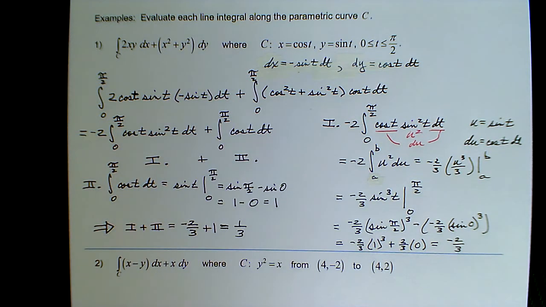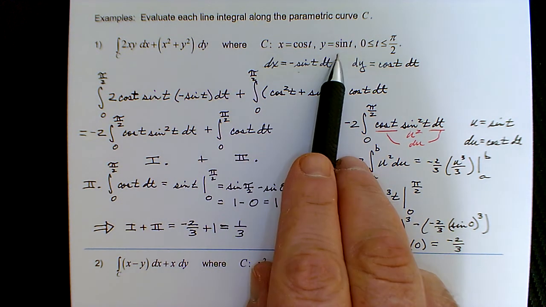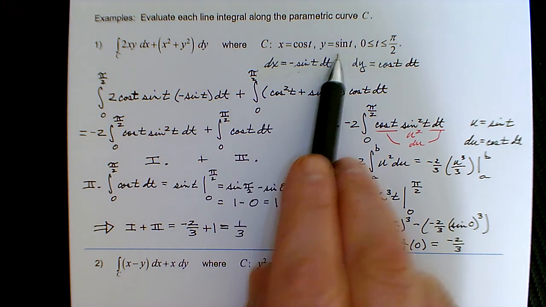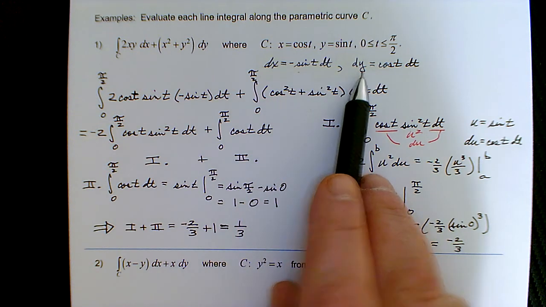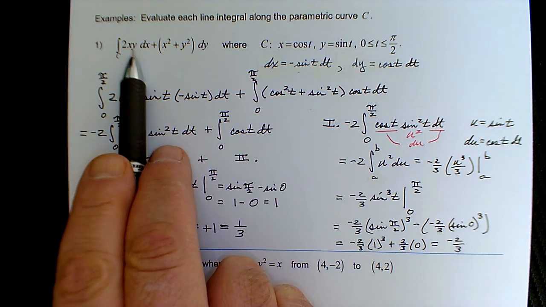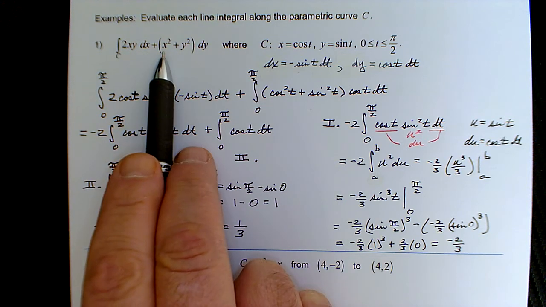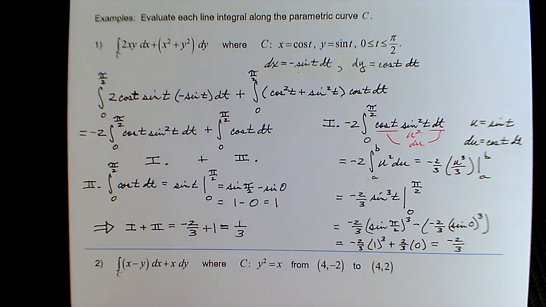Hello everyone, this is part 2 of section 16.2, line integrals. Last time we saw an example where we were given x and y both as parametric equations as functions of t, and we found their differentials, and we substituted, pretty much standard procedure, the x, y and the differentials, and then evaluated the resulting integrals.